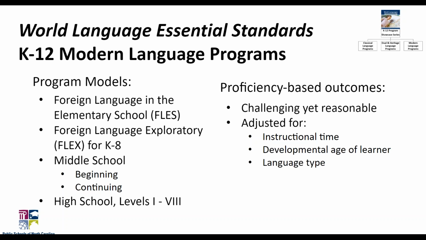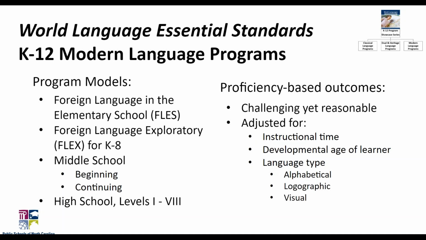We also have proficiency-based outcomes adjusted based on language type. For example, we have alphabetical languages, languages that use an alphabet, just like English, where you have a letter or a symbol of some kind that associates with a sound for a word. We also have logographic languages, and that's where you have not an alphabet, but a symbol that associates with meaning, like, for example, with Chinese and Japanese.